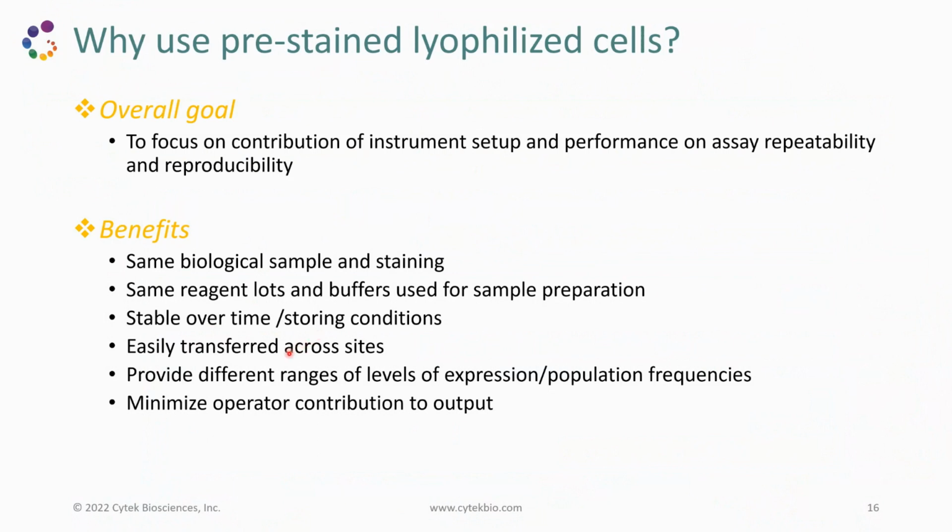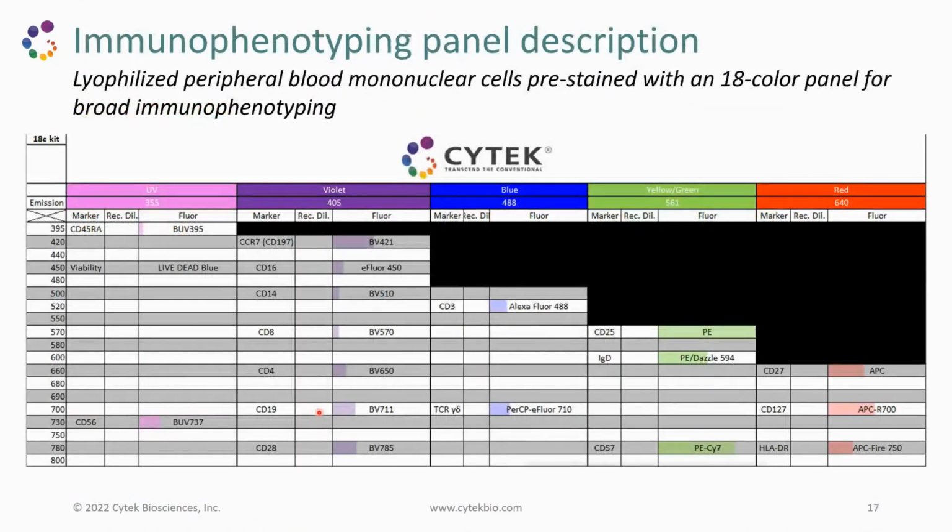It is a sample that is easy to ship across sites and is not going to have any decay in performance. It is a sample that allows us to evaluate different levels of expression and population frequency and allows us to minimize the operator contribution to the output. So many reasons why this is the ideal sample to do this kind of study.